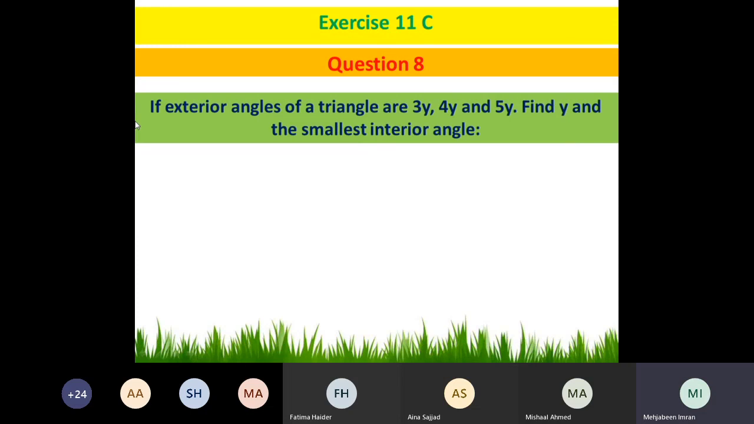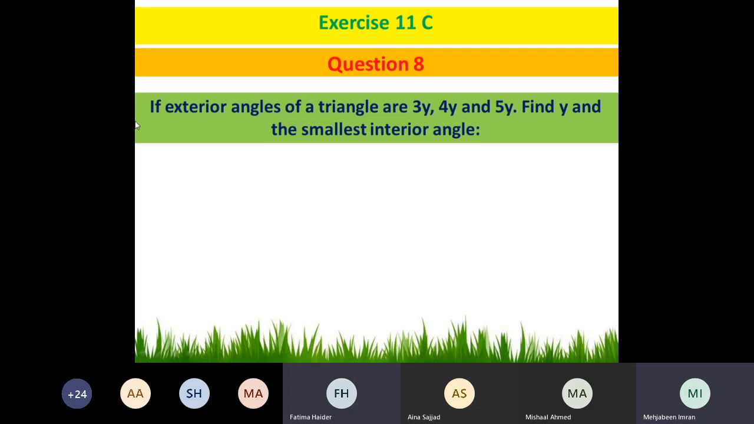Question number 8 says, now question number 7 was on interior angles, and question 8 is on exterior angles. And this is something a bit new, and I want all of you to concentrate. If exterior angles of a triangle are 3y, 4y, and 5y, find y and the smallest interior angle. First, we will concentrate on finding y, because y is an unknown quantity.